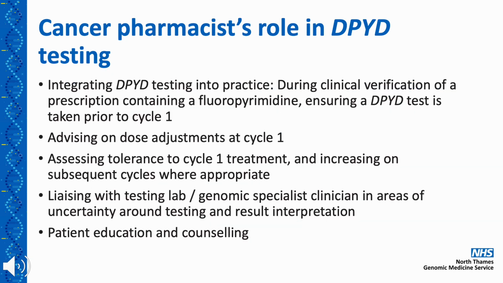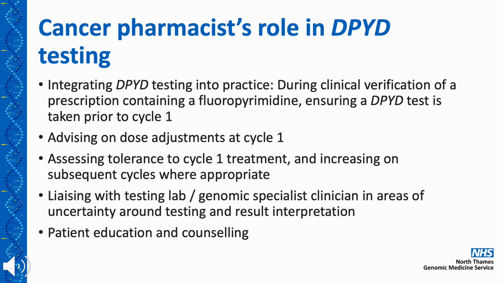Some of the cancer pharmacist's roles and responsibilities are as follows. When screening fluoropyrimidine treatment, checking that a DPYD test is taken prior to cycle 1 of a fluoropyrimidine containing treatment. Based on the results of the DPYD test, advice on dose adjustments should be given if needed.